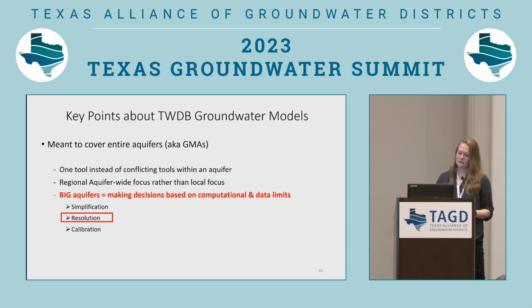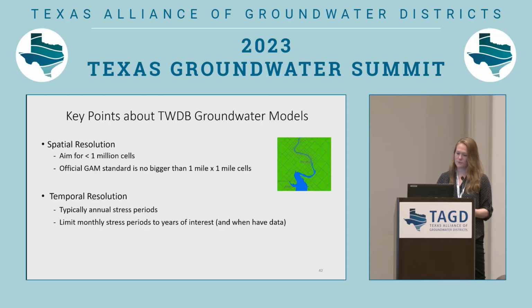The other decisions we have to make on computational limits is thinking about our resolution. And I'm talking about spatial and temporal resolution. So in our models, we're aiming for less than 1 million cells. Beyond that, it starts to slow down a lot, and it's not fun. And that seems like a lot of cells, but we cannot go bigger than 1 mile by 1 mile cells. Otherwise, we can't answer the questions that we need answered. So take some of those huge models, take the square miles, and then multiply that by however many aquifer layers you're putting into your model, usually anywhere from like 3 to 10. So it adds up really quickly.